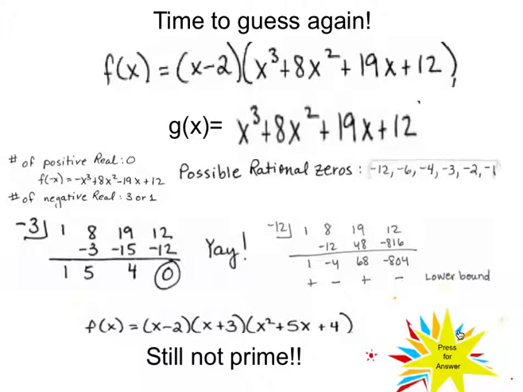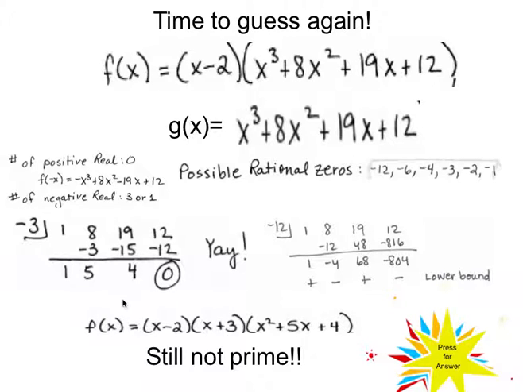Now it's time to guess again. So I guessed -3 first, and I was very lucky this time because it went in evenly. When it goes in evenly, you just continue to factor. So I took my function, I knew that x minus 2 was still a factor. Now I know x plus 3 is a factor, times my quotient, x squared, it's 1 degree less than what I started with, plus 5x plus 4.